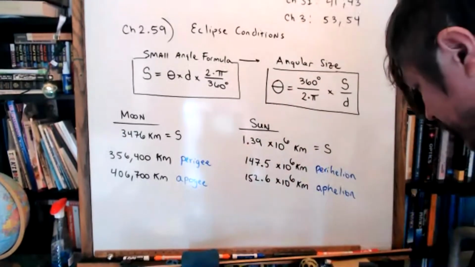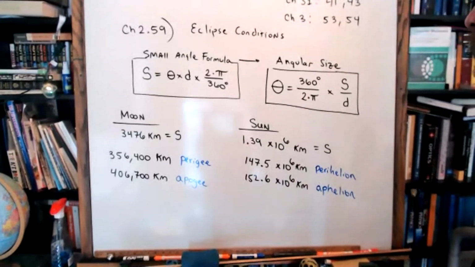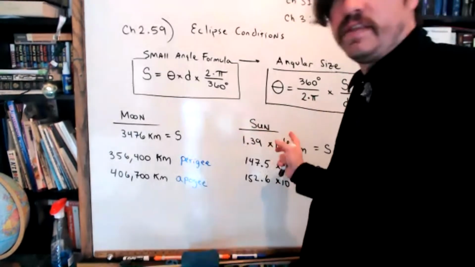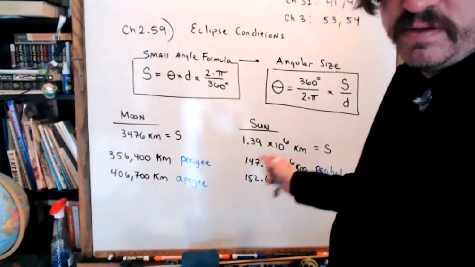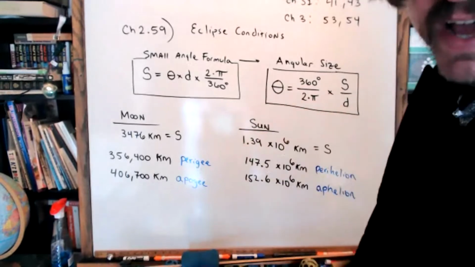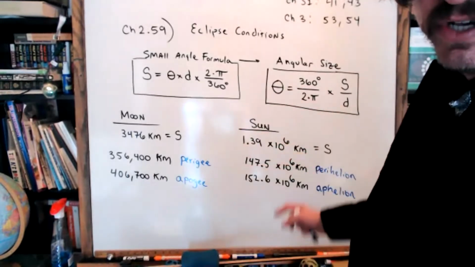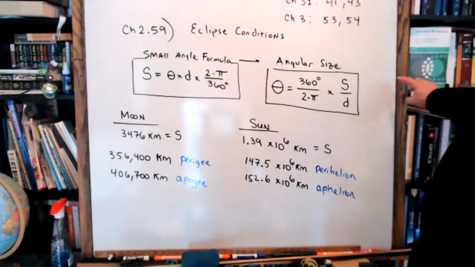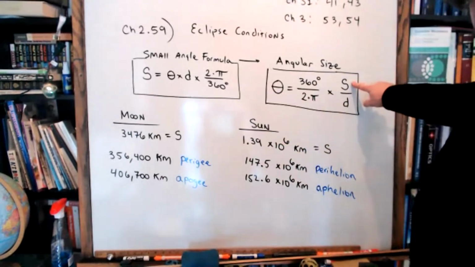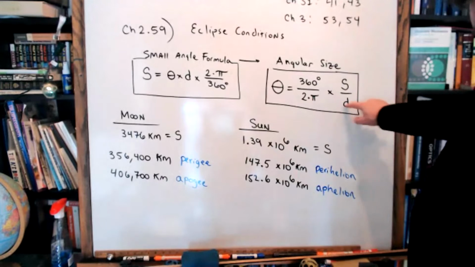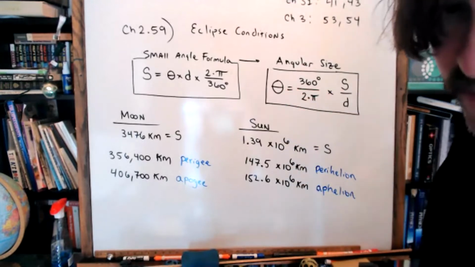So the 1.39 times 10 to the 6, that's just the size of the sun. And that's the same thing with the moon. Those two numbers are the distances. These are diameters. The diameter is fixed, and the distances are changing. So the moon and the sun will have fixed diameters or sizes, but as their distance varies, it's going to affect the angular size.